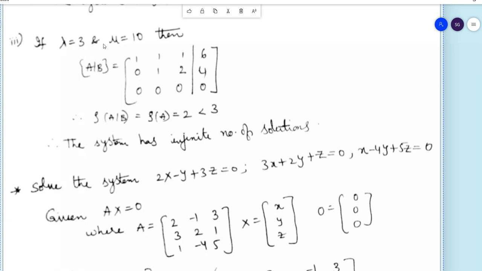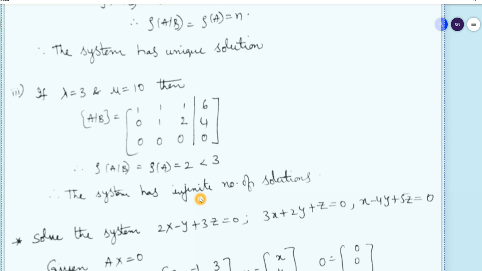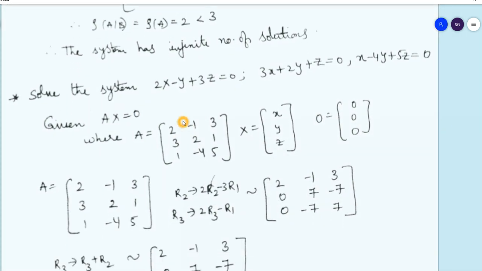So if lambda is equal to 3 and mu is equal to 10, then the rank of [A|B] is equal to 2 and the rank of A is equal to 2, which is less than n. Here n is equal to 3, the number of variables. Therefore, the system has an infinite number of solutions by condition 3. So we have got different values of lambda and mu for different conditions, that is, for no solution, for unique solution, and for an infinite number of solutions. This is the way we have solved for lambda and mu.